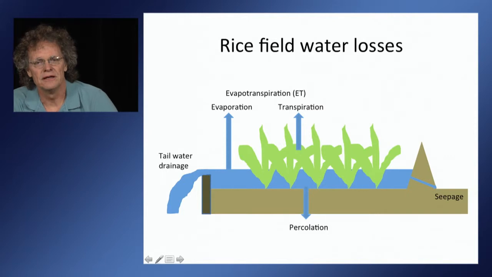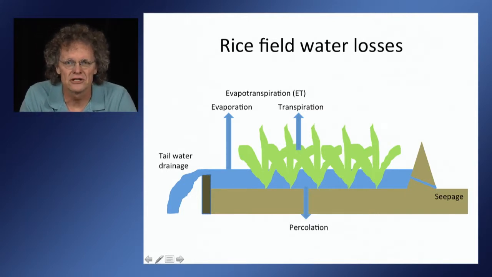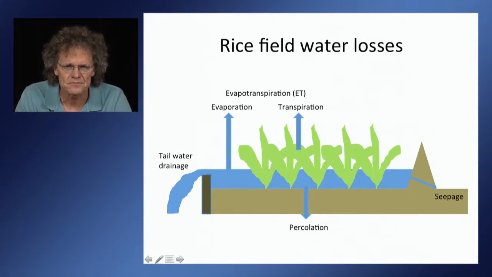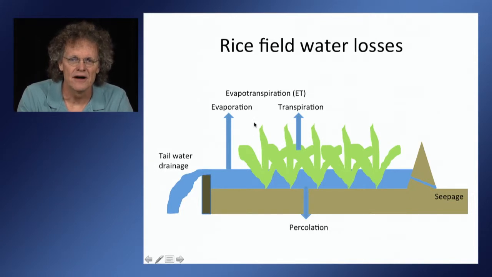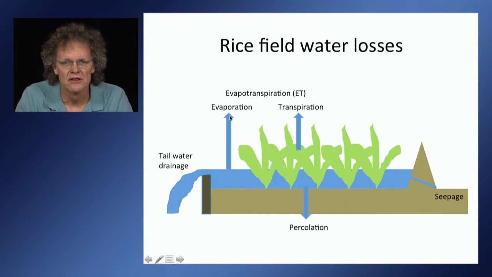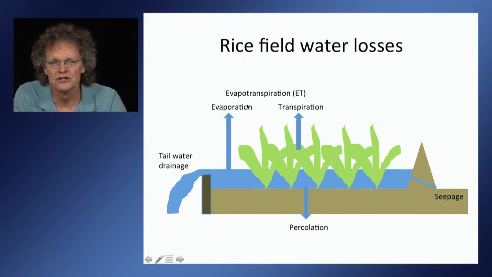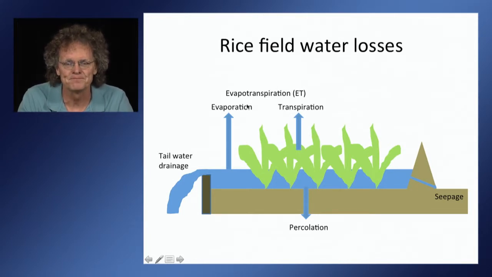So with that, if we first look at a cross-section of a rice field, we have here the soil, the water, and the plants. We can look at a number of different losses. Particularly, we look at evaporation, which is the water loss from the surface of a body of water. Transpiration is water loss through the plant. And we combine those and call those evapotranspiration, or ET for short.